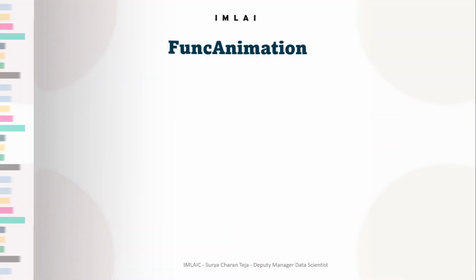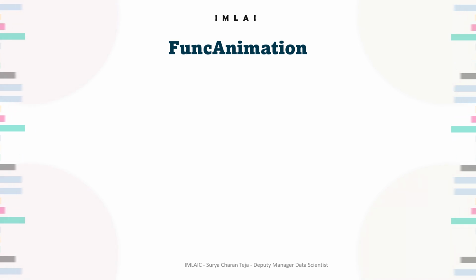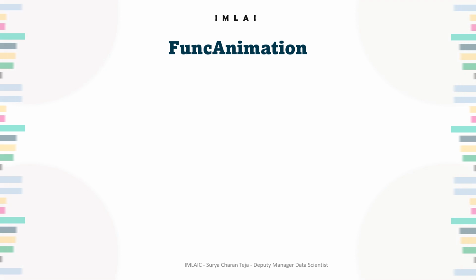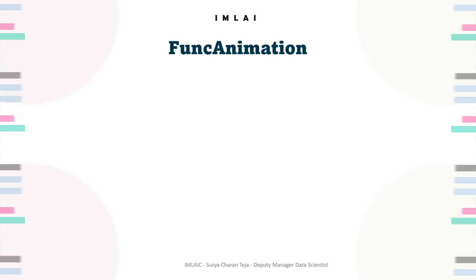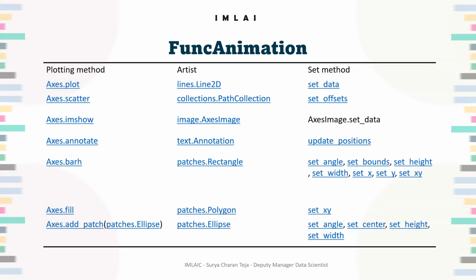So now let's look into the FuncAnimation in detail. The FuncAnimation class allows us to create an animation by passing a function that iteratively modifies the data of a plot. This is achieved by using the setter methods on various artist examples. Some of the setter methods examples are Line2D and PathCollection, and these are some of the examples.